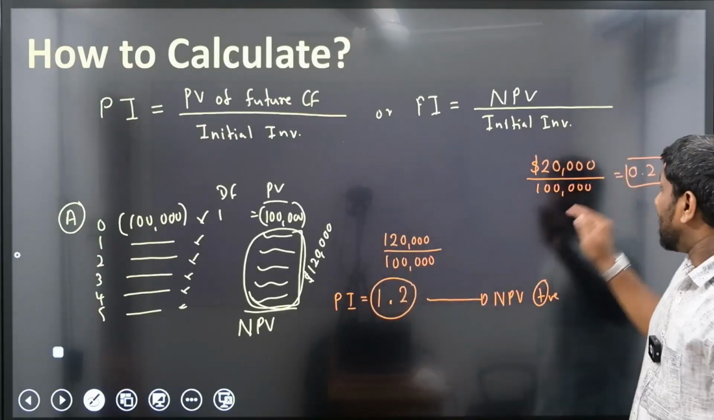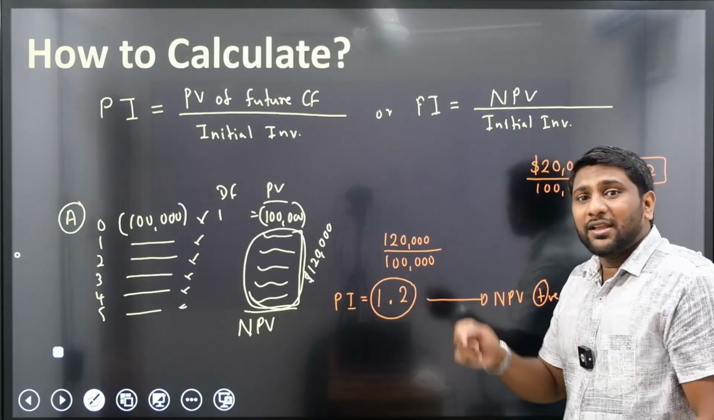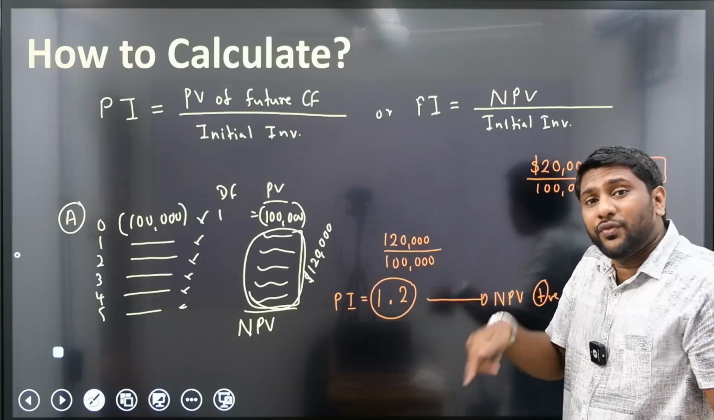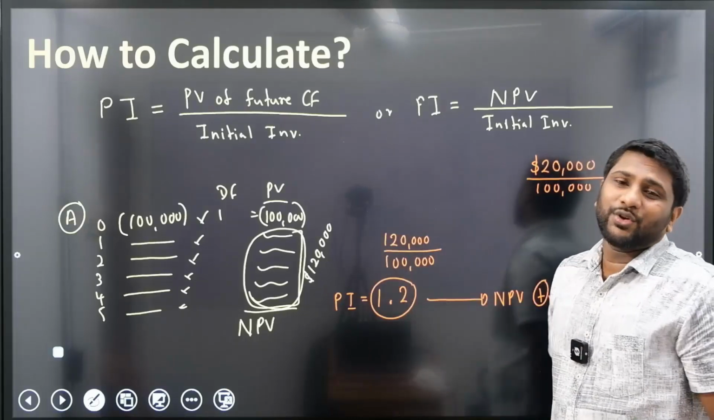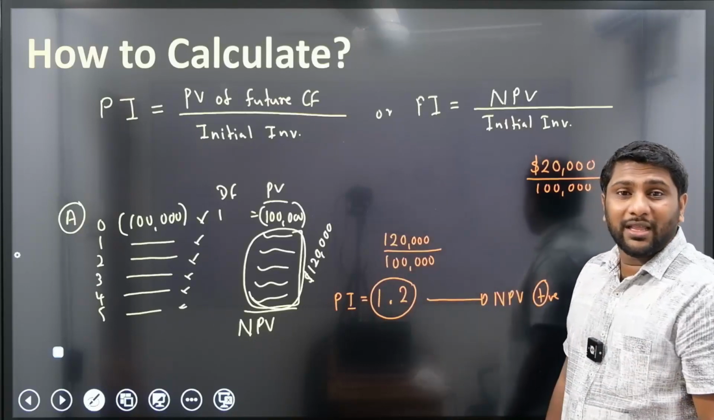It will generate you 0.2 NPV. Here, what is the meaning of this? Each and every dollar that you are investing, it will generate you a present value of future cash flow of how much? 1.2. So you can use both the formulas to calculate the profitability index.